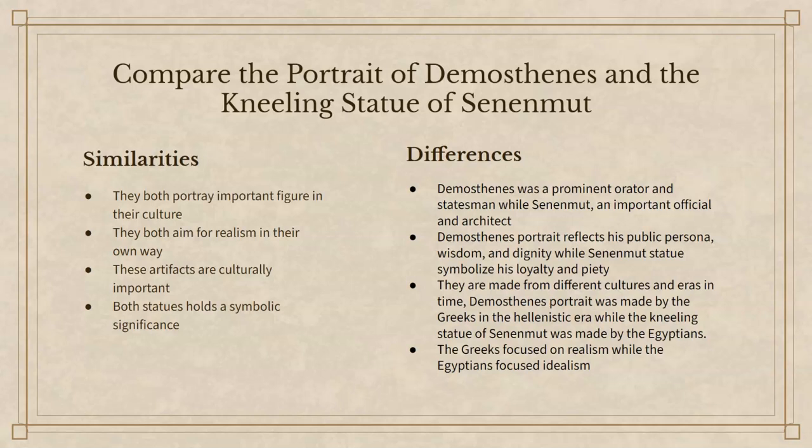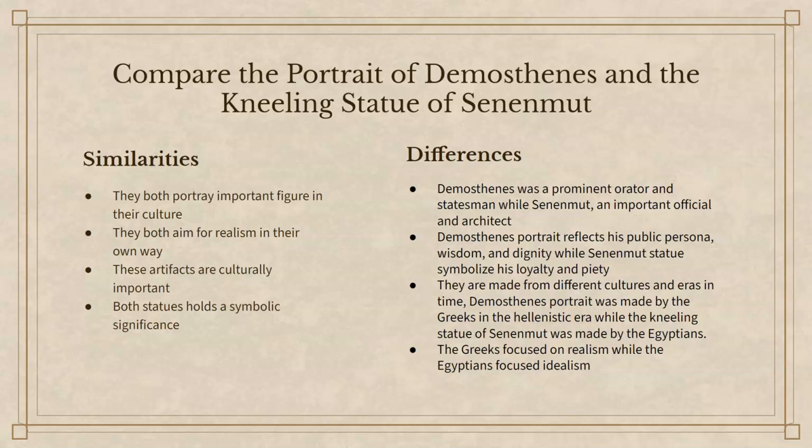In contrast, although the portrait of Demosthenes and the kneeling statue of Senenmut share some commonalities, they stand in stark contrast in many aspects due to the difference in cultural, artistic, and philosophical values of ancient Greece and Egypt.